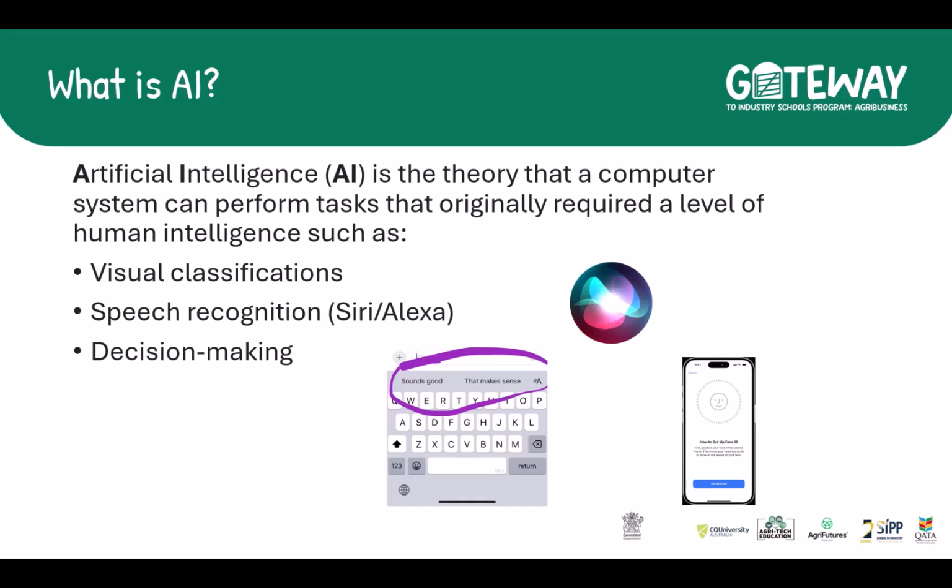First, we're going to provide a quick overview of AI and AI use in agriculture. So, what is AI? It's a theory that a computer system can perform tasks that originally required a level of human intelligence. So things like visually classifying between two different objects, speech recognition, and decision making. In our everyday life, we come across AI quite often. We have it in our smartphones, looking at Siri and Alexa, as well as other helpful tools such as ChatGPT, Grammarly, and other applications.